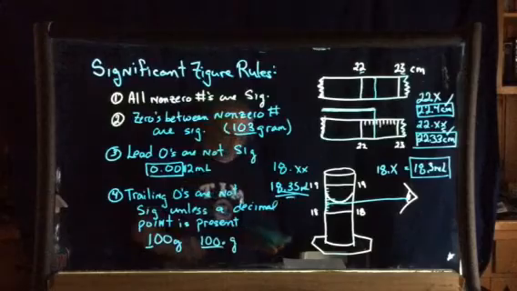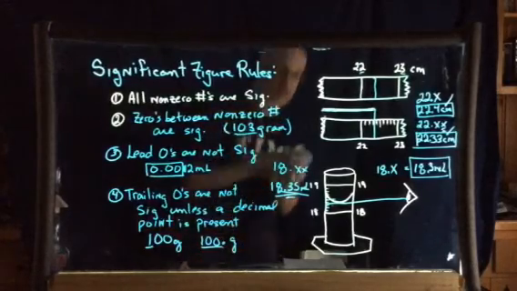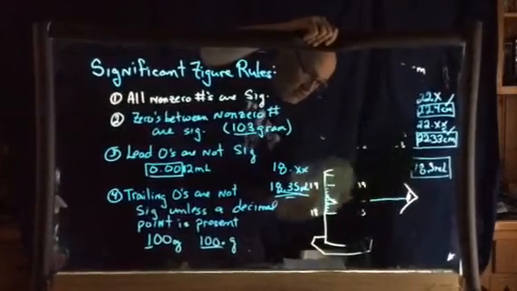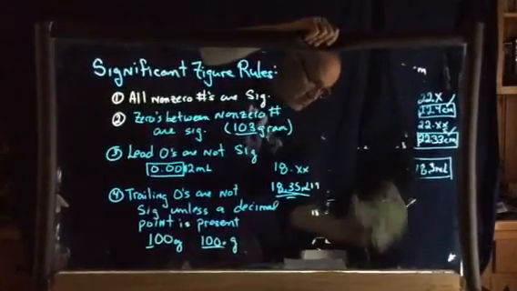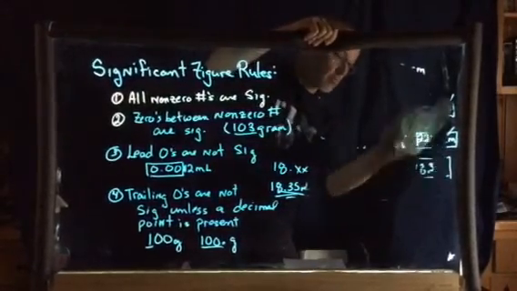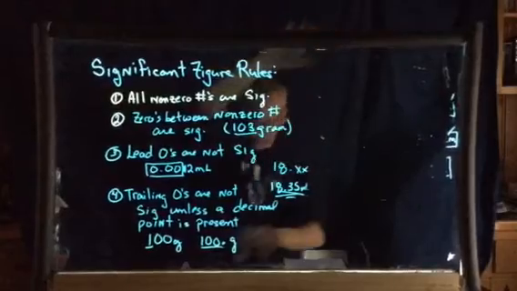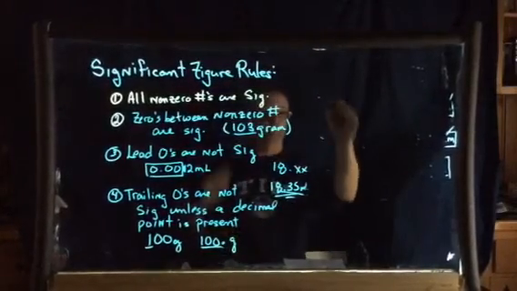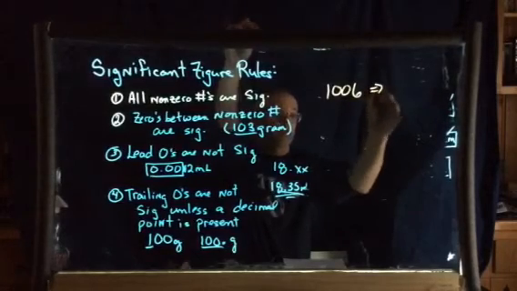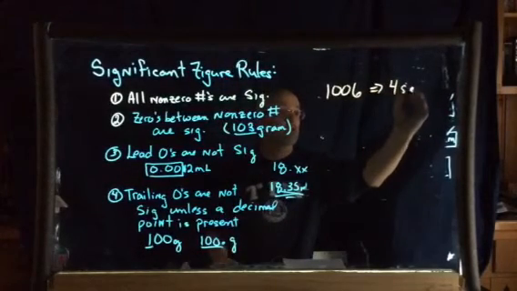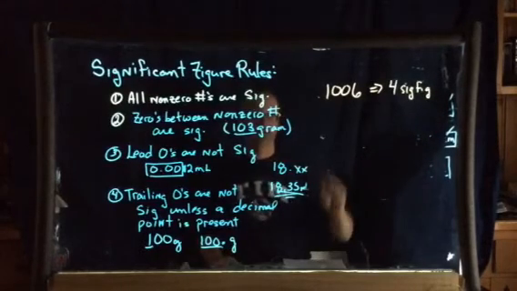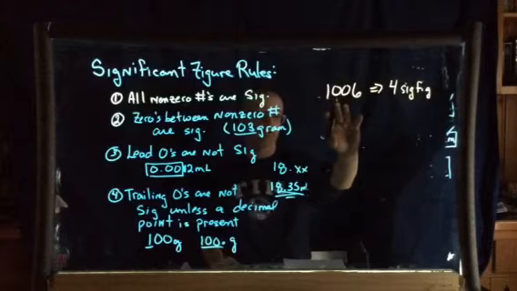Let me erase my diagrams over here, my pictures, and let's determine the number of significant figures items have. So if I have 1006, there is 4 sig figs, because the zeros are found between non-zero numbers.